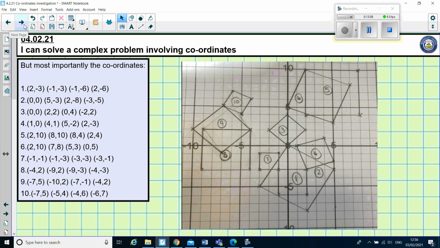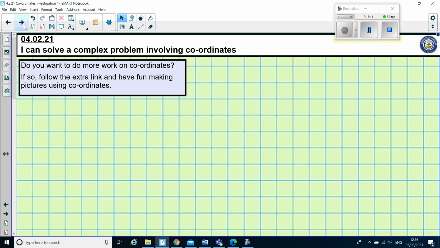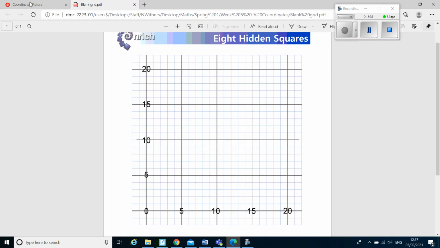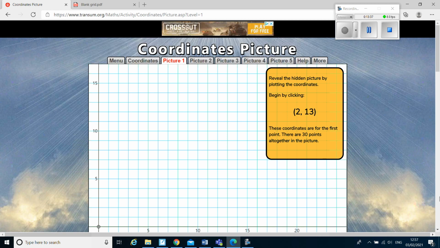All right then, year 6. Moving on to the final part of our lesson then. Just before we go into the plenary, I have got a little website that I want to share with you. So I've put here, do you want to do more work on coordinates? If so, follow the extra link, which is underneath this lesson video, and have some fun using coordinates to make pictures online. So if you follow that website link, it will take you to this website here.